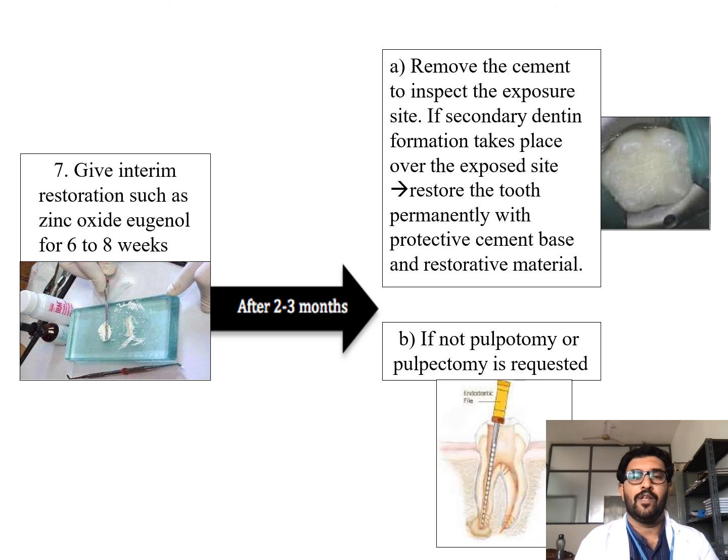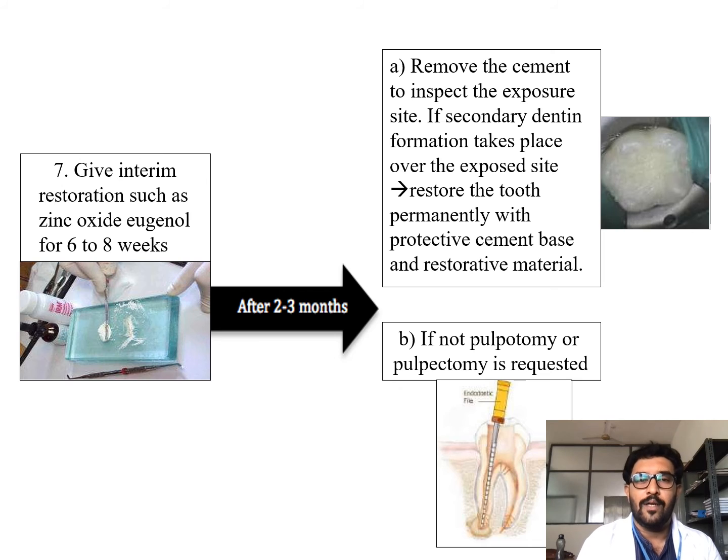Definitely when a patient comes with sensitivity of the tooth, we will go for pulp protection by placing calcium hydroxide. After that you go for a zinc oxide eugenol paste for 6 to 8 weeks. Then we will call the patient and go for permanent restoration.